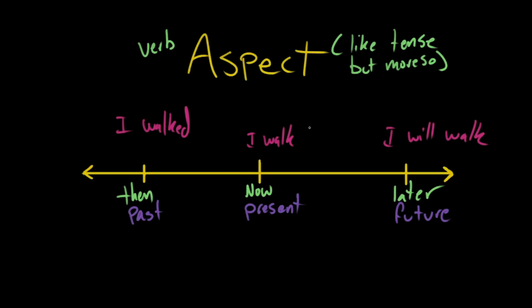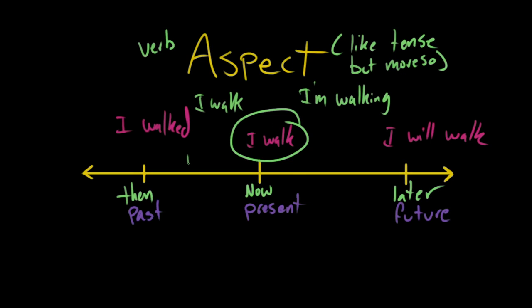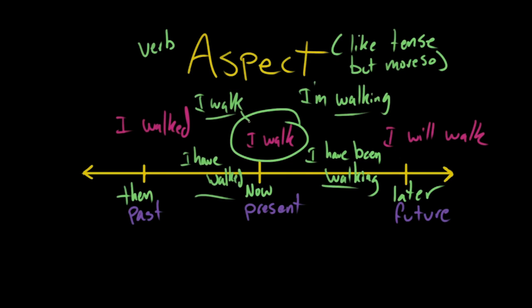So that's verb tense, but what's really cool about verb aspect is it's this tool that really allows us to expand all the possible ways of expressing something in time. So you could just say, I walk, true, but you could also say, I am walking, or I'm walking. Or you could say, I have walked, or I have been walking. All of these things are different aspects. They're different versions of the verb to walk in the present tense.